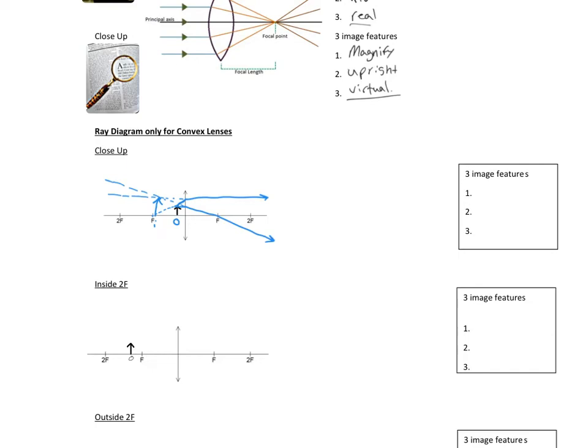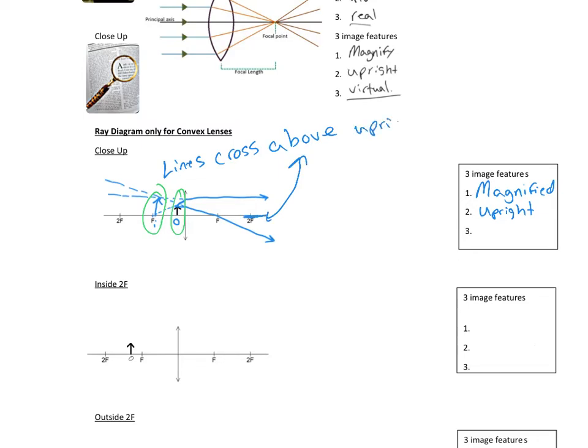This is what would happen if you are looking at a magnifying glass up close. Basically, your image appears to be magnified. It's going to be bigger. How do I know that my image is bigger? Well, in the second one I drew here, this is my image, and this is my object. My arrow is bigger than my object, so it's magnified. It's upright. The way you know it's upright is that the lines cross above this line right here. It means that it's an upright image.